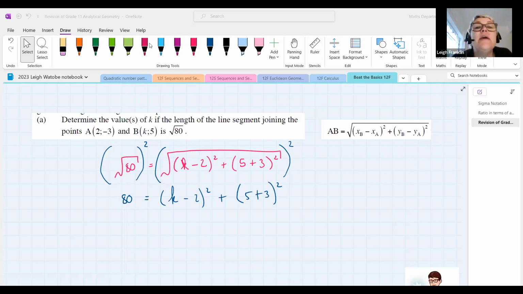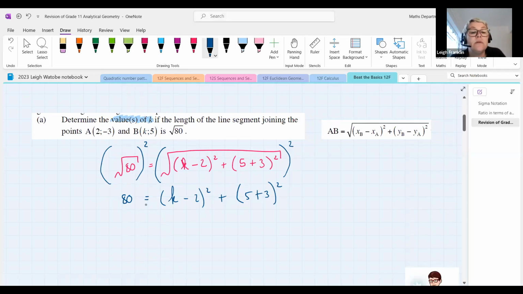Okay, so it does say here values. Okay, so there's no reason for us. That's it. There we go. Good job. Okay, so that's been done really nicely. Well done, guys. So just multiplying out our brackets, getting it into standard form.